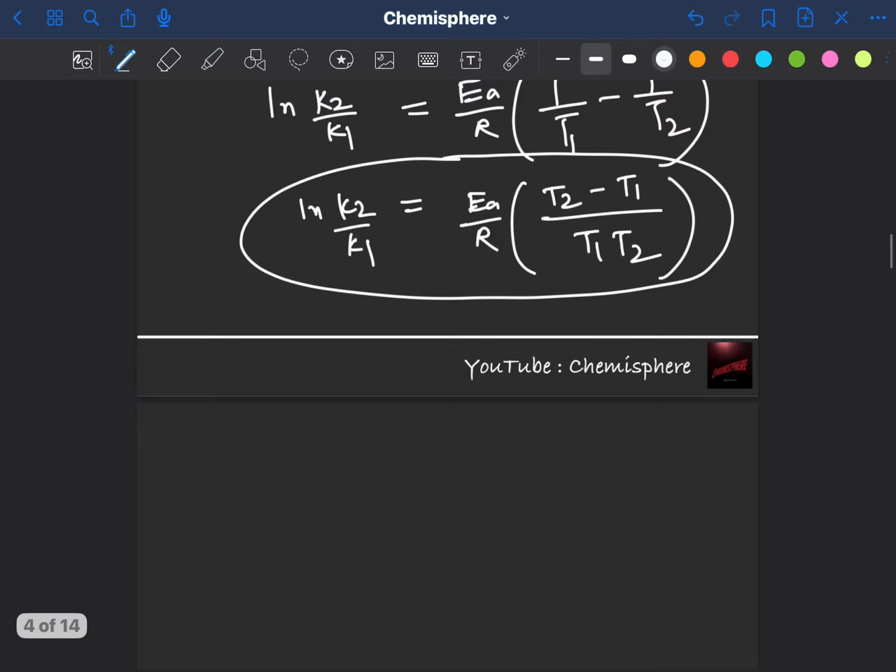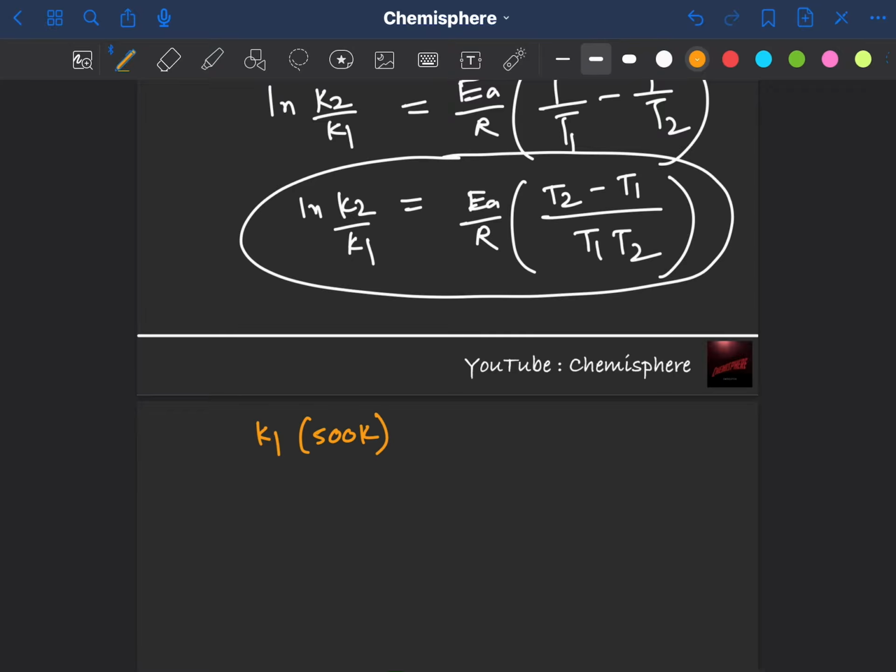Now in the question it is given to us that K1, the rate constant of the first reaction at 500 Kelvin, is equal to 2 times the rate constant of the first reaction at 300 Kelvin. So two different temperatures and, obviously, different rate constants at different temperatures.